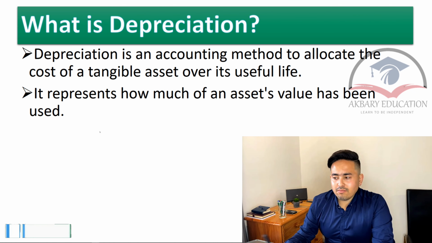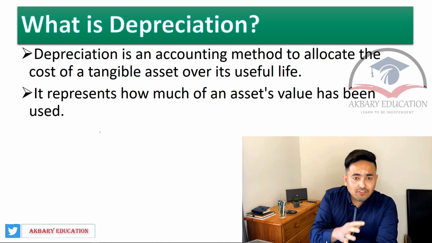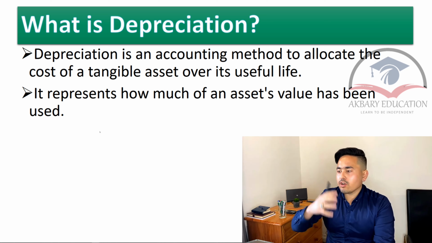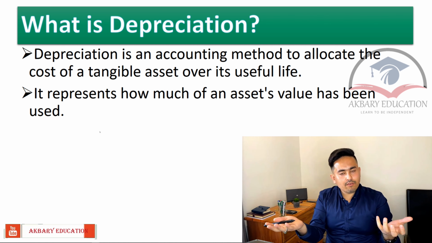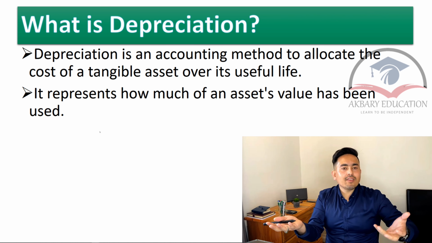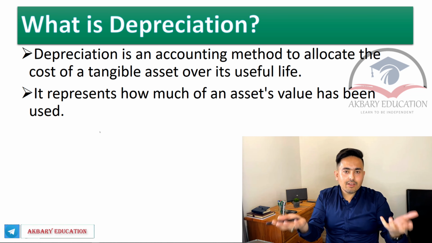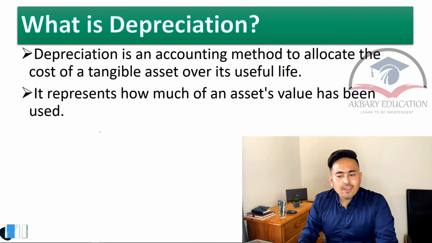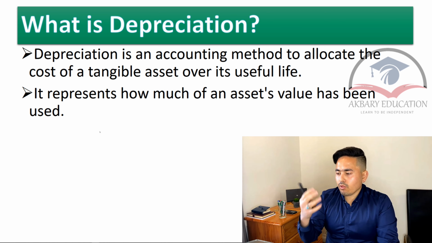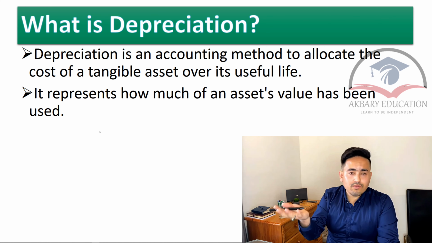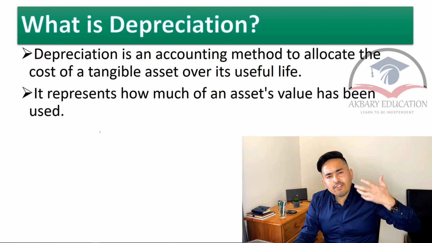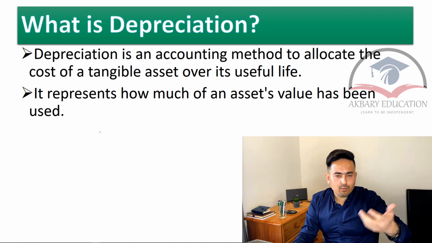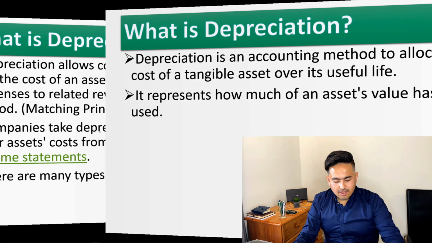Depreciation is an accounting method to allocate the cost of a tangible asset over its useful life. We have purchased a computer for $5,000 and we are allocating that over 5 years of useful life. This process is called depreciation. It represents how much of an asset's value has been used. We expect the useful life to be 5 years. When we use it for 1 year, how much of the value has been used during that year? That's called depreciation.